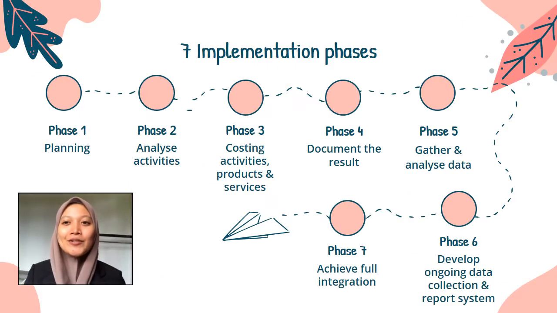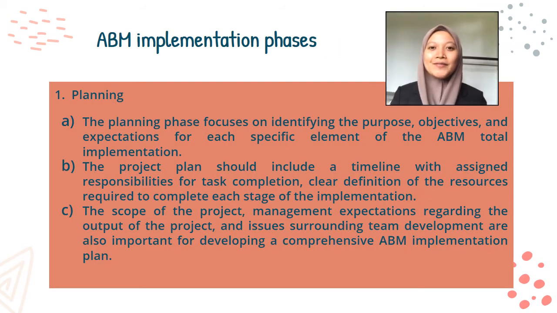Okay, let's proceed to the implementation phases of ABM. There are seven phases. The first is planning, the second is analyzing activities, the third is costing activities, products and services, the fourth is documenting the result, the fifth is gathering and analyzing data, the sixth is developing an ongoing data collection and report system, and the last phase is achieving full integration.